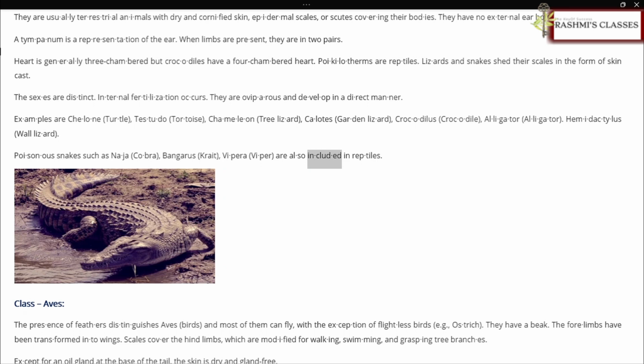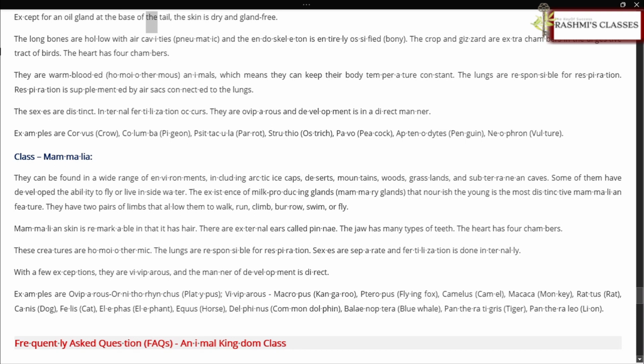Class Aves. The presence of feathers distinguishes Aves, birds, and most of them can fly, with the exception of flightless birds, for example the ostrich. They have a beak. The forelimbs have been transformed into wings. Scales cover the hind limbs, which are modified for walking, swimming, and grasping tree branches. Except for an oil gland at the base of the tail, the skin is dry and gland-free.